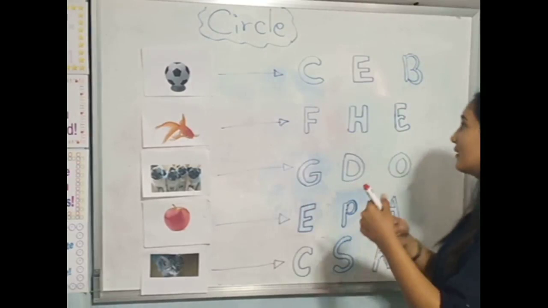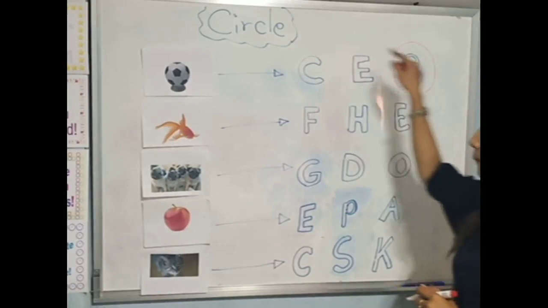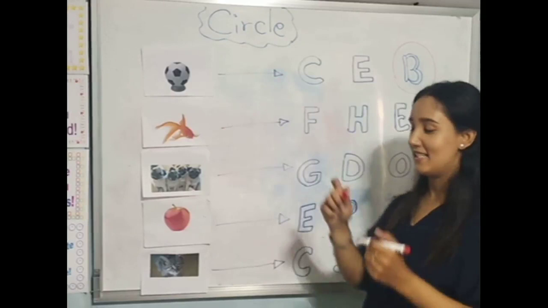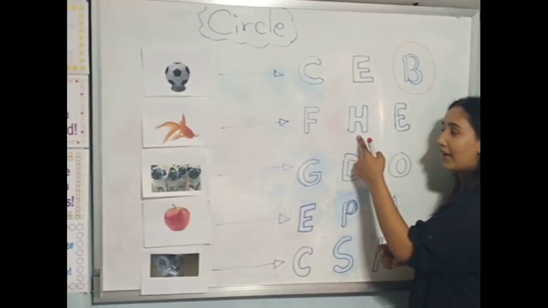So what do we have to do? We are going to circle. Yes. So circle B. B for ball. So next one. What is this? Fish. Very good. This is fish. So letter F or letter H or letter E.